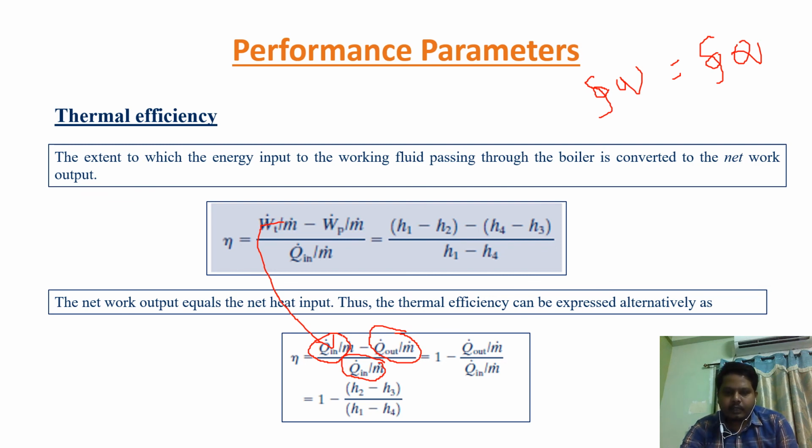Okay, the heat rejection per unit mass, this equation we already derived in the previous slides, which is H2 minus H3, and the heat addition per unit mass in the boiler, this equation we also derived, which is H1 minus H4. So the efficiency is 1 minus (H2 minus H3) divided by (H1 minus H4).